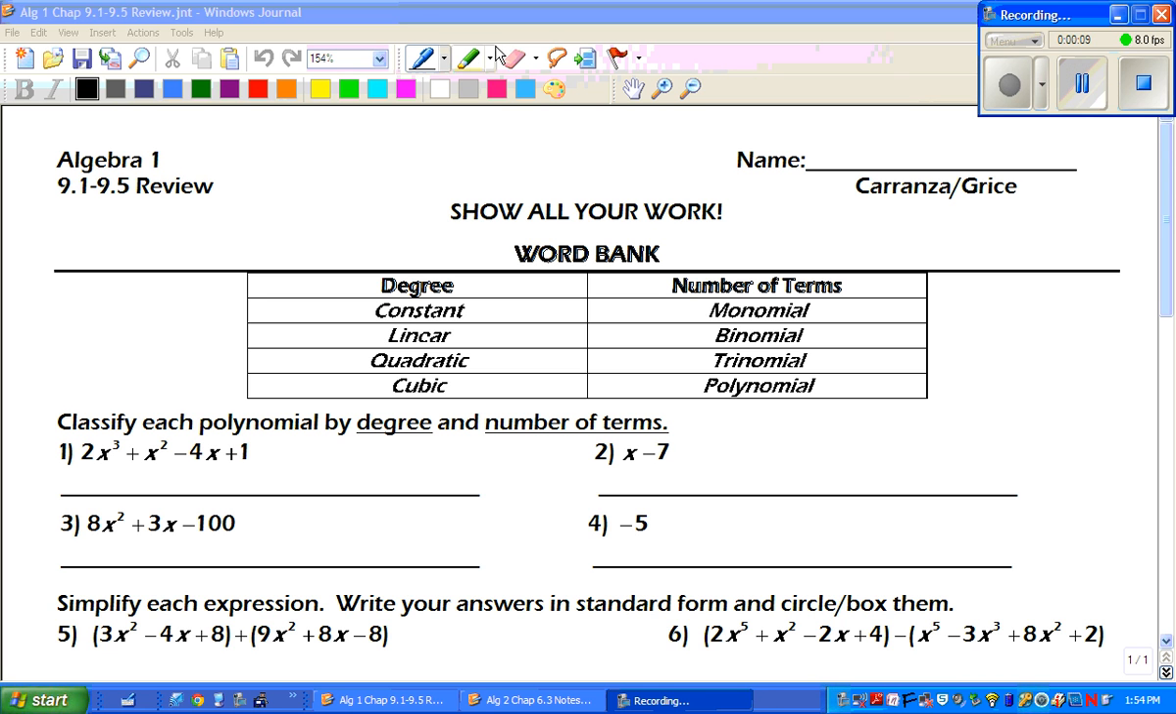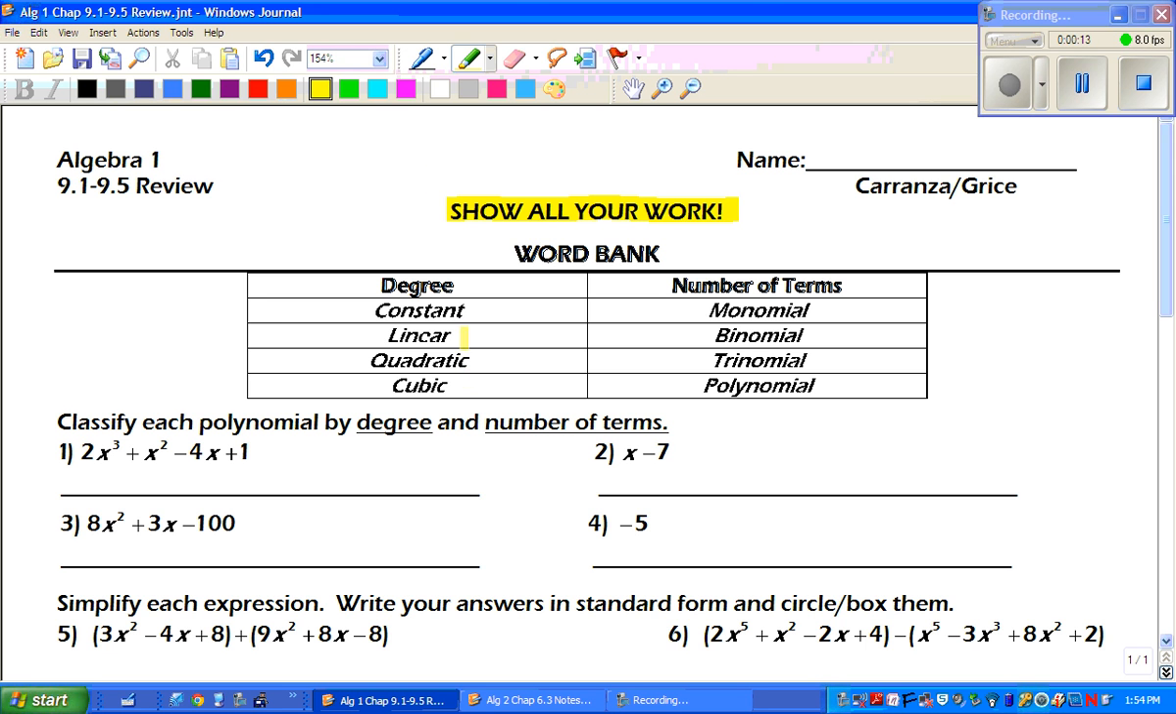Let's make sure to read the directions on the top where it tells us to show all your work. So, taking a look into the first part, it says to classify each polynomial by degree and number of terms. We've got a word bank below where the degrees and the number of terms are going on. So, let's take a look at problem number 1.